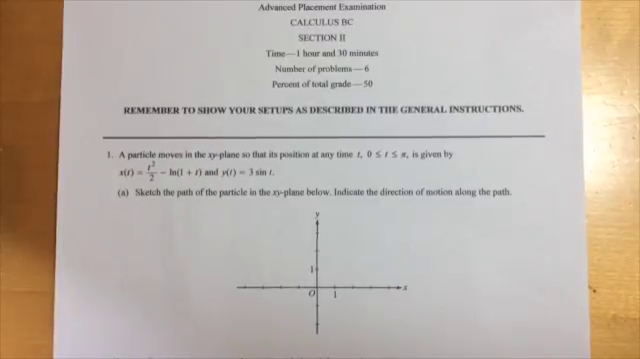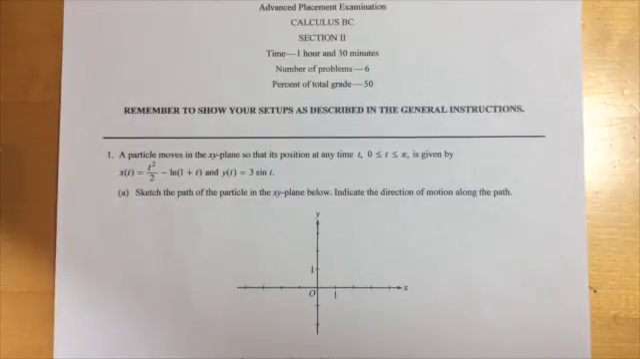This is the 1999 Calculus BC FRQ number 1. So the question reads, a particle moves in the xy plane so that its position at any time t, where 0 is less than or equal to t, which is less than or equal to pi, is given by x of t equals t squared over 2 minus the natural log of 1 plus t, and y of t equals 3 times sine of t.